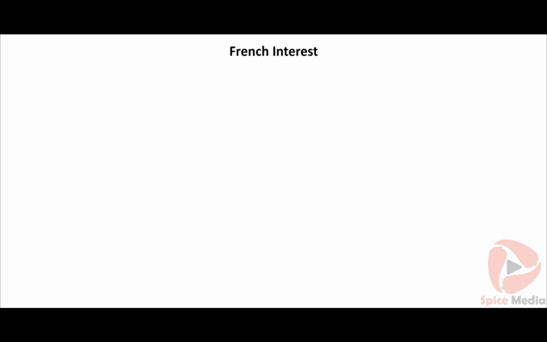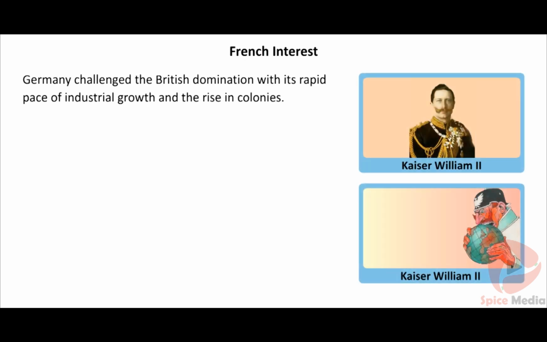The German challenge and the French affair. Germany's challenge to British domination. Germany wanted to overthrow the English statement that the sun never sets in the British Empire. German Emperor Kaiser William II openly declared that Germany was not content with her supremacy over Europe. She wanted to assert her position as a world power. This arrogant behavior became a major cause for the war.